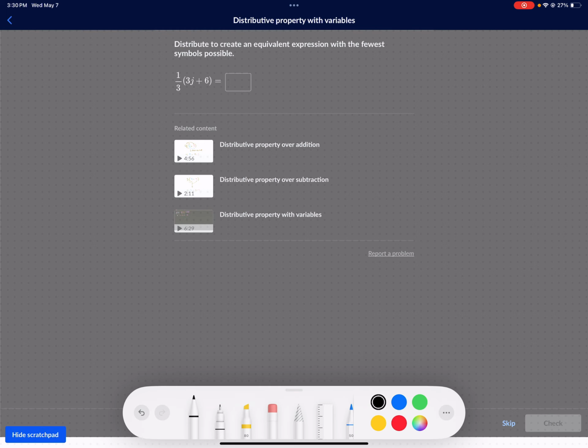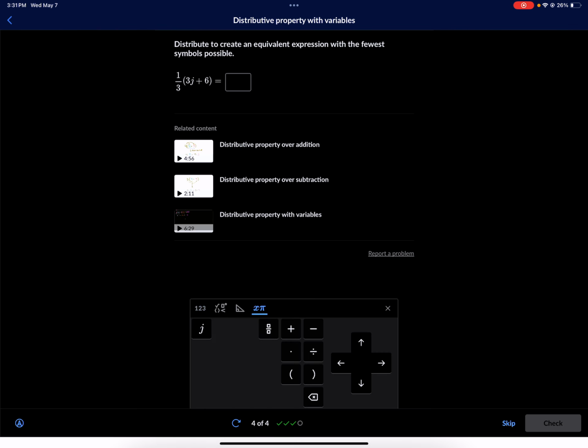Okay, the answer you should have gotten is j plus 2, because of 1/3 times 3. If you want more information about multiplying fractions, check out my previous video. 1 times 3 is 3, and 3 times 1 is 3, so 3 over 3 is 1. Then we have 1j, which is just j, and 6 times 1/3 is 6 over 3, which is 2. So j plus 2 is our final answer here.